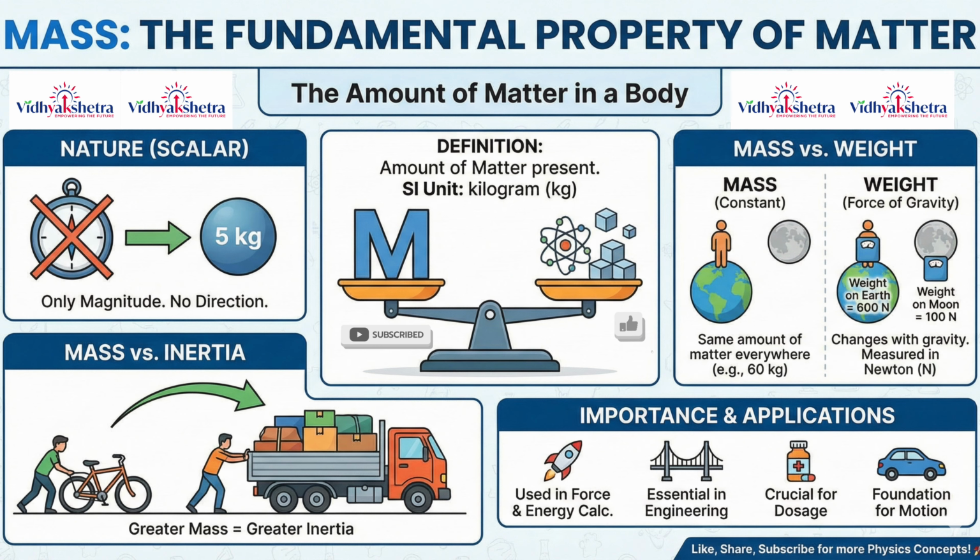Conclusion. To summarize, mass is the amount of matter present in an object. It is a scalar quantity, measured in kilograms, and remains constant everywhere. Mass is closely related to inertia and is a fundamental concept for understanding motion and forces in physics.